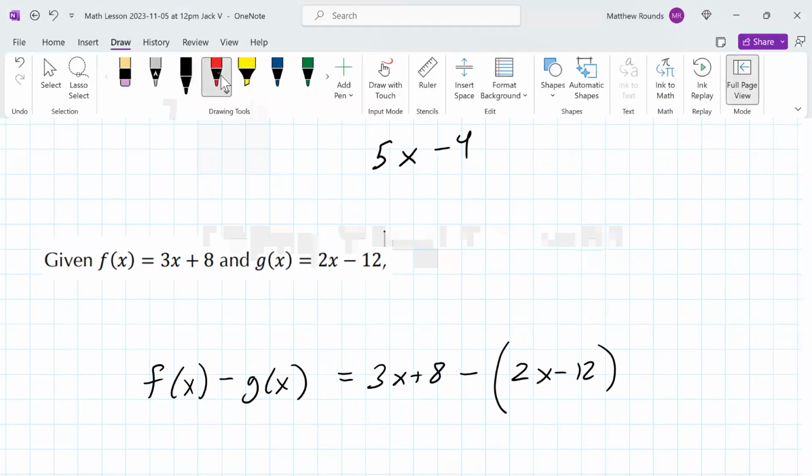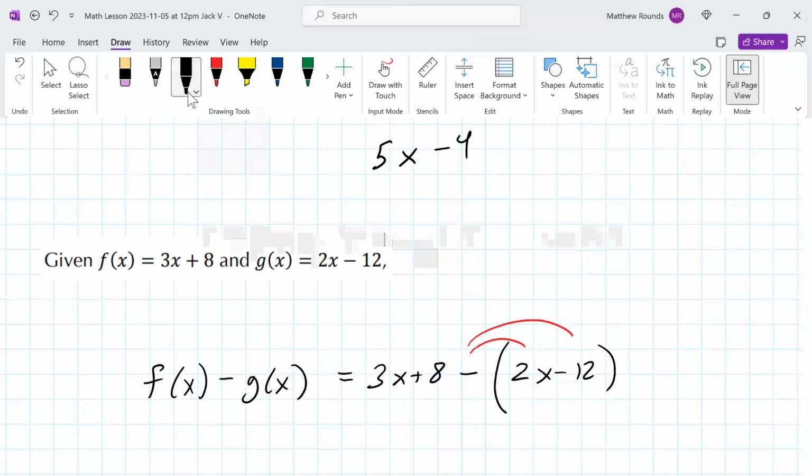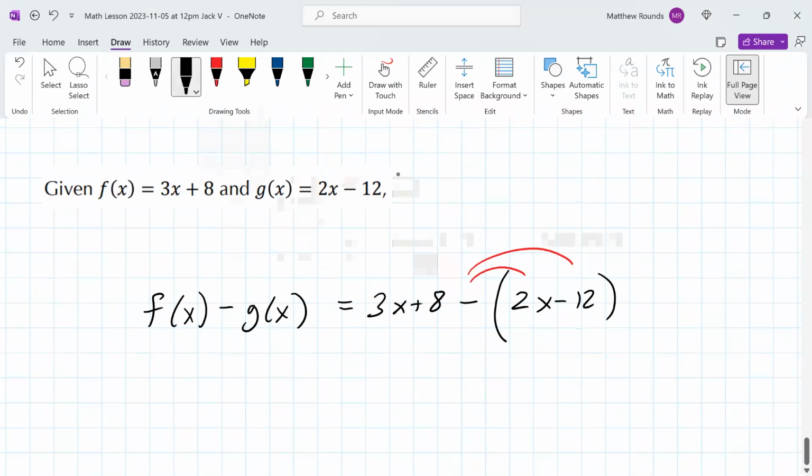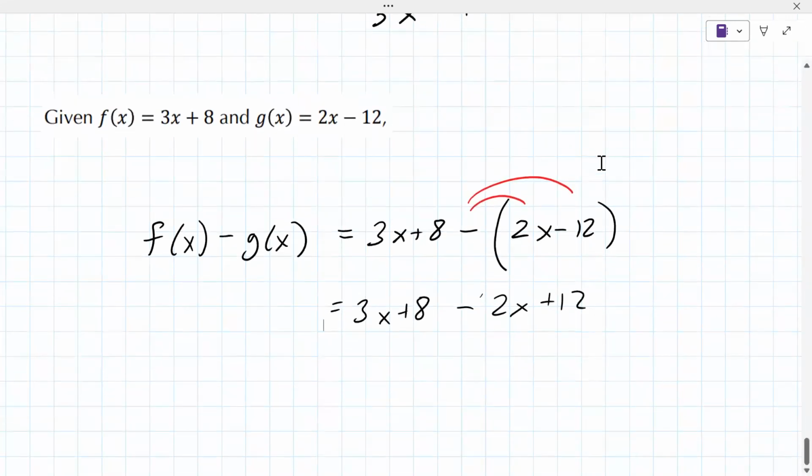That's why you've got to put it in parentheses, because you're really subtracting everything. You're not just subtracting the first term. So you have to remember to distribute that negative to both. So minus 2x plus 12, 3x plus 8. What does this simplify to when you combine like terms? X plus 20.